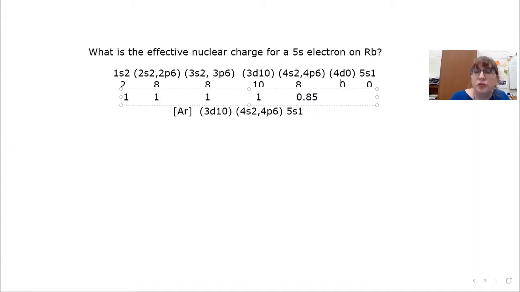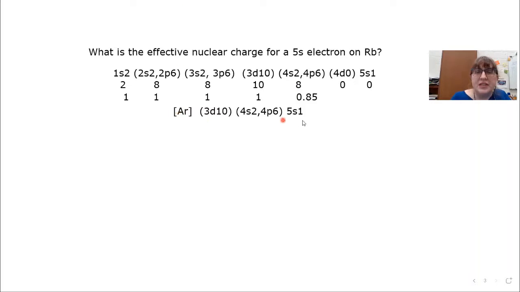Now, if we were to include the 4d, it would also be 0.85 because it is in the same energy level with this group. And so it would also be 0.85. And if I had this one, it would be 0.35. But I'm not going to include those because there are no electrons there. All right, so we can multiply that across.